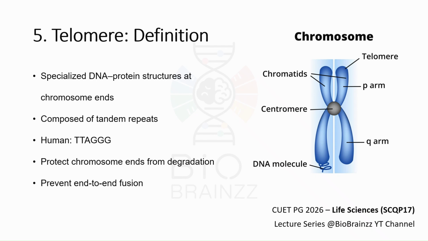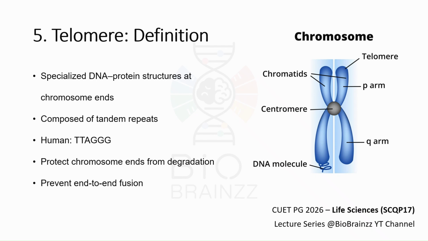Now, let us move to the fifth topic, the telomere. Telomeres are specialized DNA protein structures present at the end of linear chromosomes. They are made up of repeated DNA sequences. In humans, the telomeric repeat sequence is TTAGGG, repeated thousands of times.